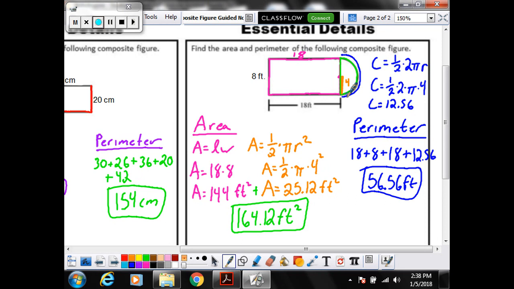When doing these composite figures, I stress highlighting, underlining, circling, drawing on the shape as much as you can. The more work you do, the more you write down on the shape, the easier these will be. Use your whiteboard, redraw the shapes if you have to. Make sure that you fill in all the missing information, find all the missing sides, and jot stuff down. Highlighters, colored pencils, anything like that will make this easier as well.